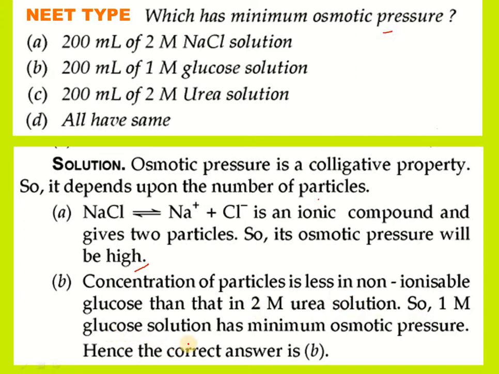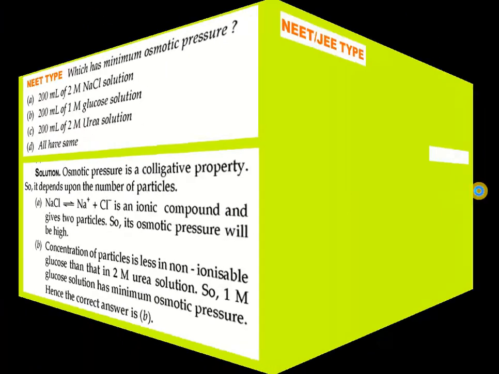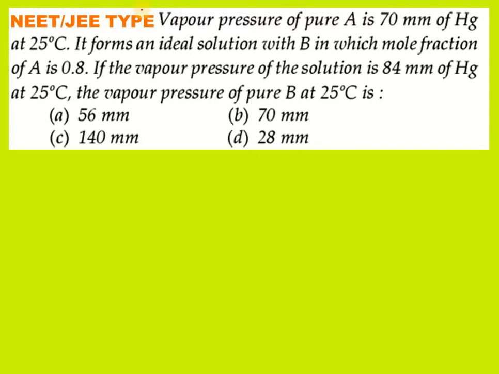So 1 molar glucose solution has minimum osmotic pressure, hence the concentration of this glucose is minimum. So concentration of glucose is 1 molar, because of that this osmotic pressure is minimum in case of glucose. So B option is the right option for it. Next question. Vapor pressure of pure A is 70 mm Hg at 25 degrees Celsius.